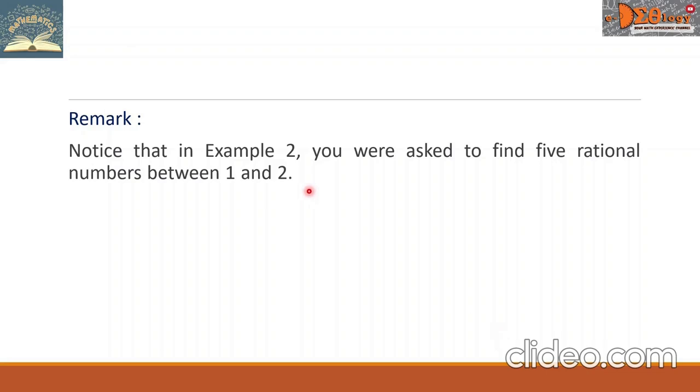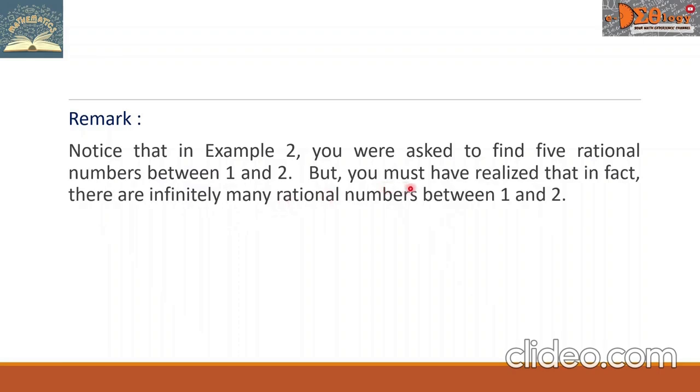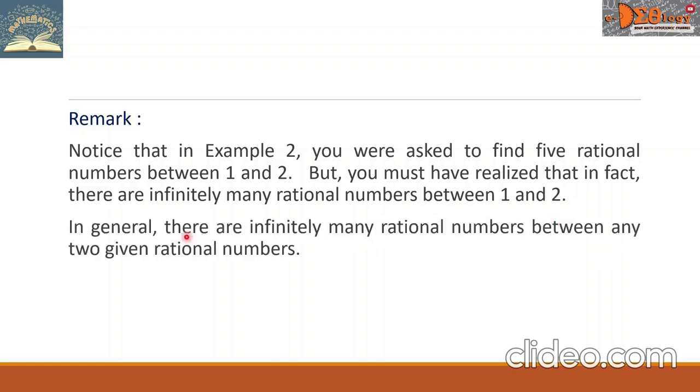Notice that in example 2, you are asked to find 5 rational numbers between 1 and 2. But you must have realized that in fact, there are infinitely many rational numbers between 1 and 2. In general, there are infinitely many rational numbers between any two given rational numbers.